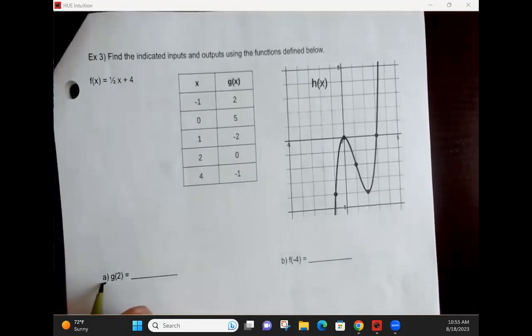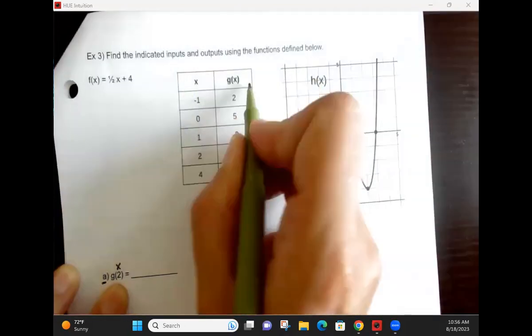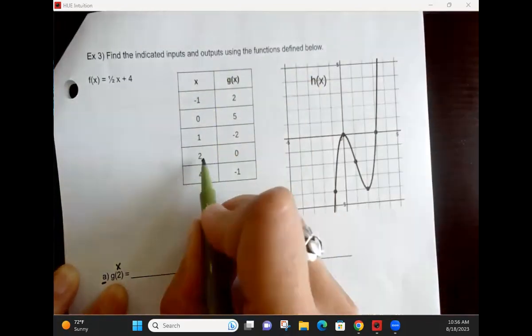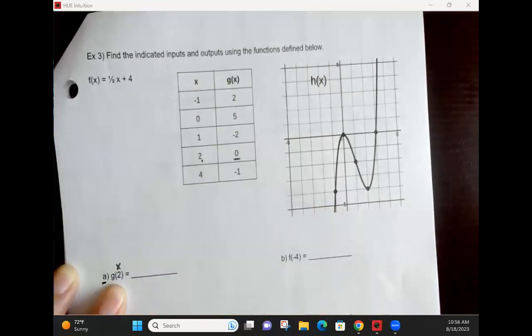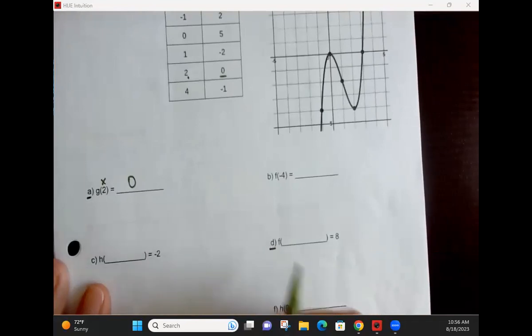So A, g of 2, couple things to watch out for here. 1, make sure you're paying attention to what function you are talking about. So this says g of 2, so I need to make sure I use g of x, my table here. And then 2, pay attention to whether you have the input or the output. So g of 2 means I know the x value. So for my g of x, I know the input is 2. When the input is 2, my output is 0.